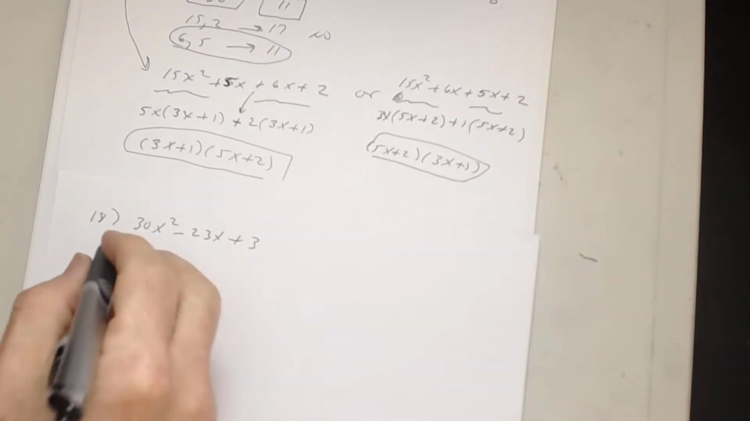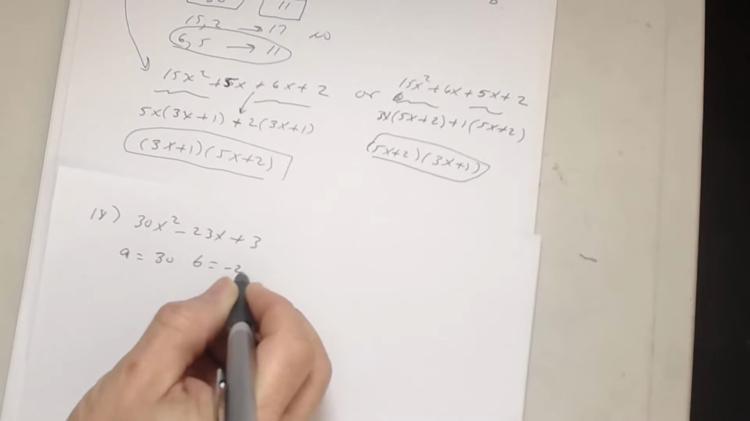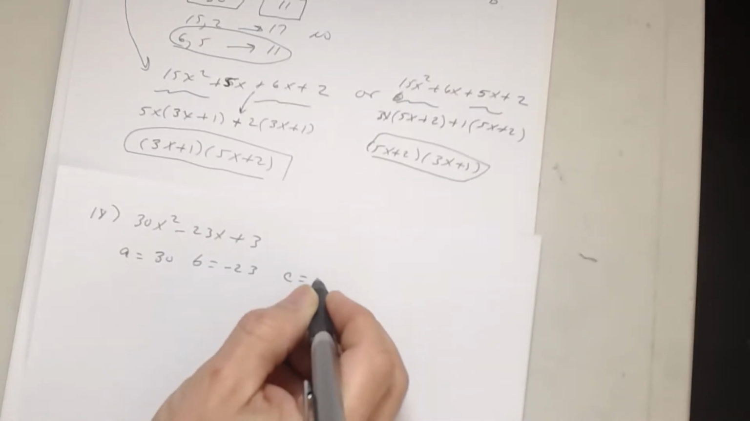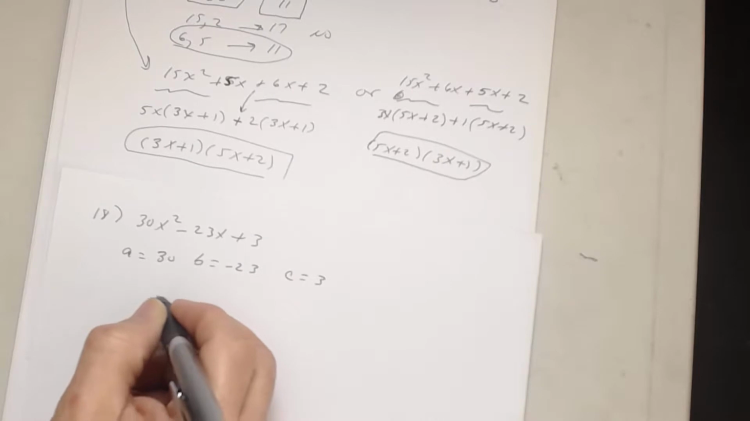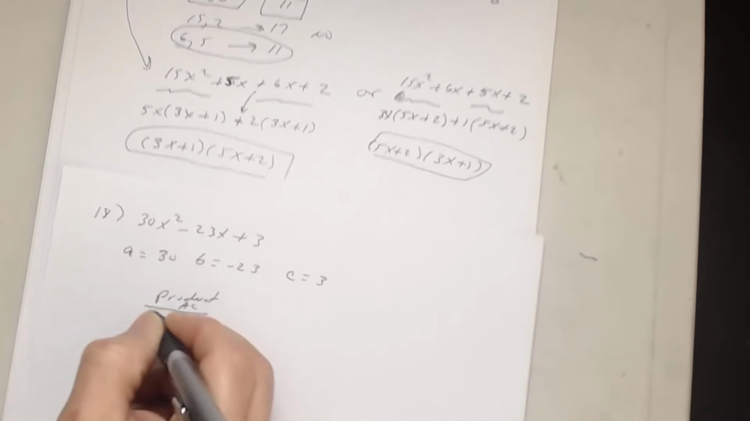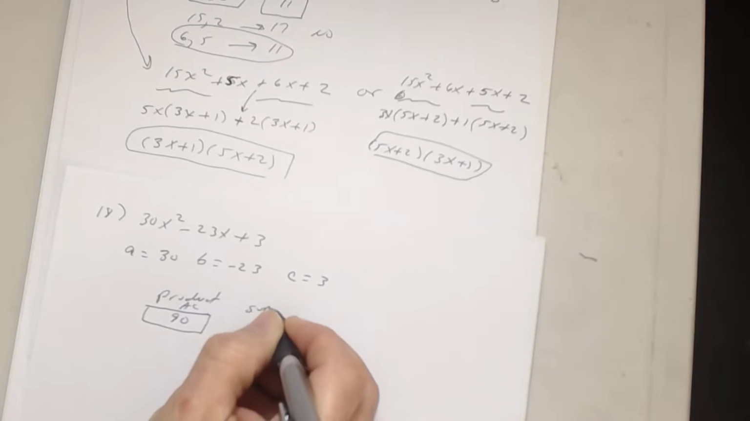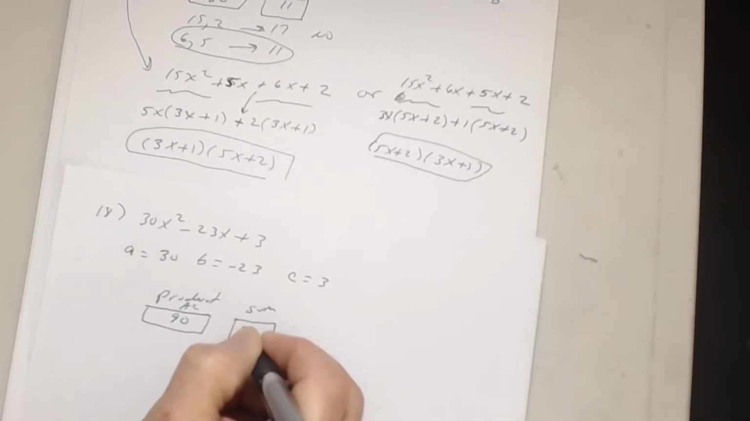All right. So let's determine what A, B, and C are. What's A? 30. What's B? Negative 23. What is C? 3. So product, sum. So remember, product, sum. The product is AC. So what's the product here? 90. 90. The sum is B. So what's the sum? Negative 23. So I got to come up with two numbers whose product is a positive 90 and whose sum is a negative 23.